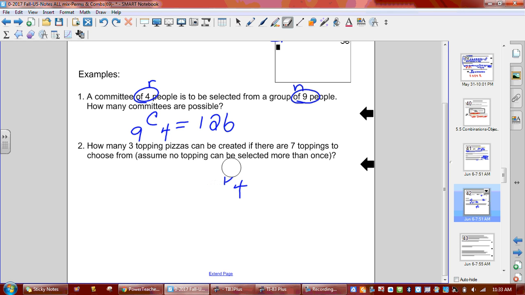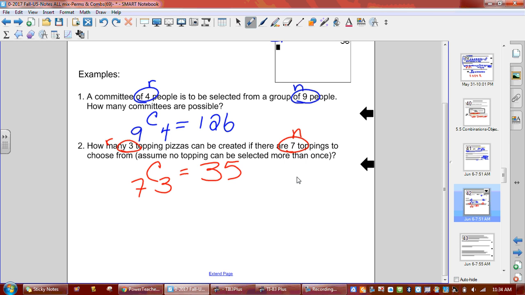All right, number 2. How many 3-topping pizzas can be created if there's 7 to choose from? Now, which number is your N? 7, total N. How many are you choosing? 3. 3 is your R. So 7 choose 3. How big is 7 choose 3? 35 it is. You betcha.